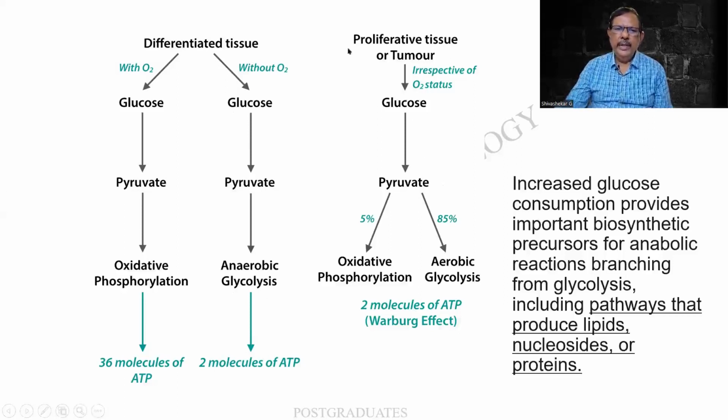Now, let us go over to the other side. It is a proliferative tissue or tumor. And irrespective of the oxygen status, there is a production of glucose and pyruvate. So far, the story is the same. But then 5% of the pyruvate goes in for oxidative phosphorylation. That is a normal pathway. Whereas 85% goes in for aerobic glycolysis. Not anaerobic, it is aerobic glycolysis. And so you find that 2 molecules of ATP, Warburg effect, are being produced. So you find that 85% is able to produce the Warburg effect. There is an increased glucose consumption, important for the biosynthesis precursors for anabolic reactions. So the pathways include and produce lipids, nucleosides, and proteins.